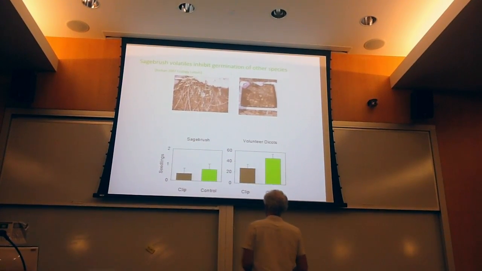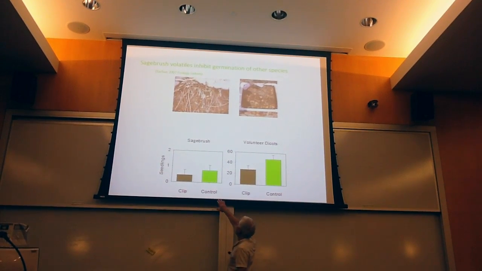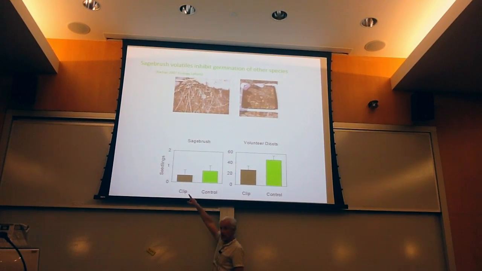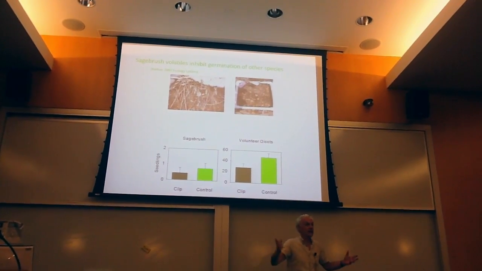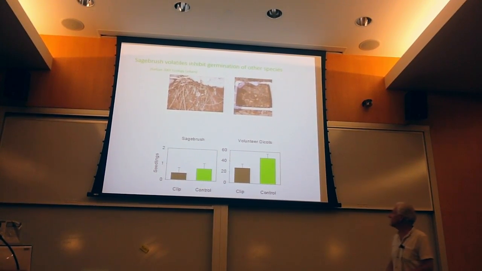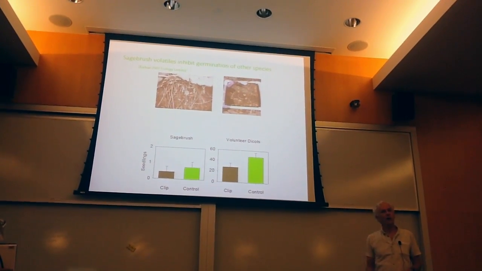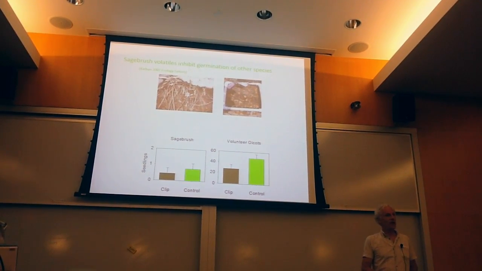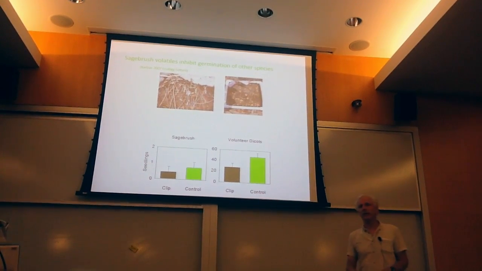And what we found was that there wasn't much germination of sagebrush seedlings. There was a lot more germination of just volunteer dicots, things that came up. And what we found was that adjacent to plants that we had clipped, there was much less germination than adjacent to plants that we didn't clip. Ooh, this seemed kind of interesting.